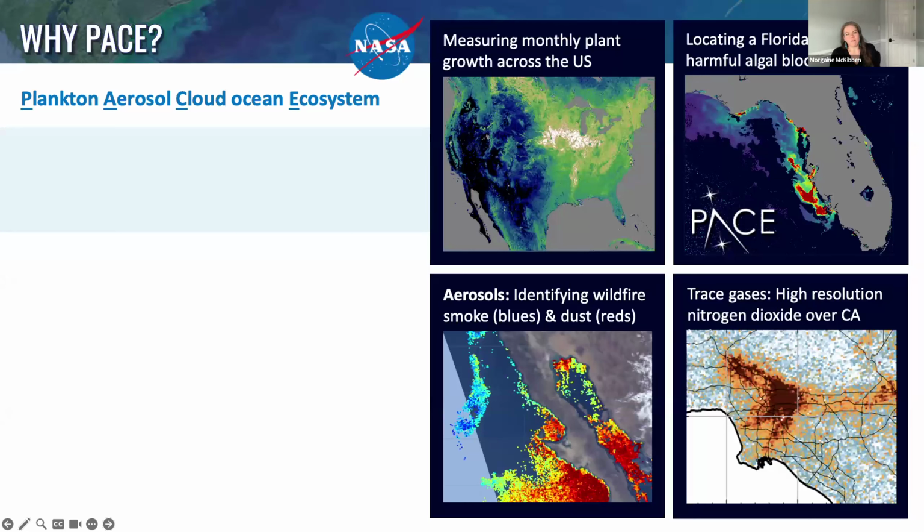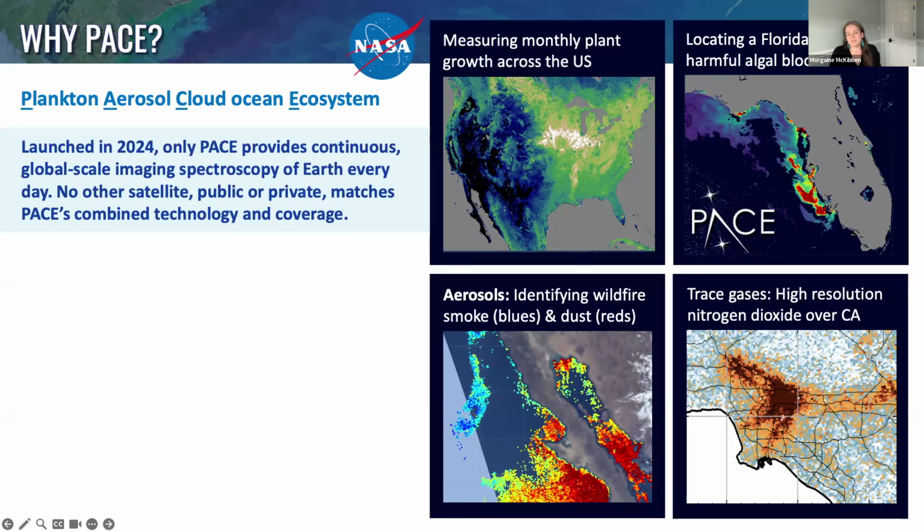So we'll just kick it off with our acronym. Our acronym is Plankton, Aerosol, Cloud, Ocean, Ecosystem. That's what PACE stands for. You'll wonder why we're here at a land webinar, and you will know by the end of today why we are here talking about land stuff with that acronym. So this slide is kind of a one-slide takeaway of if you remember nothing else about our mission as a whole, I hope that you know these cool things about us.